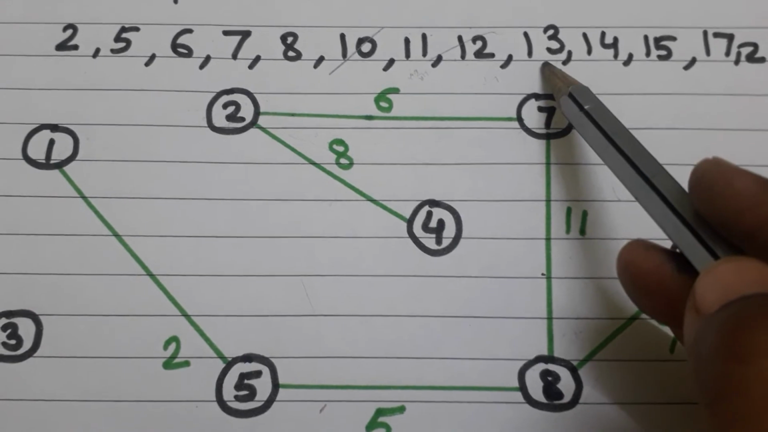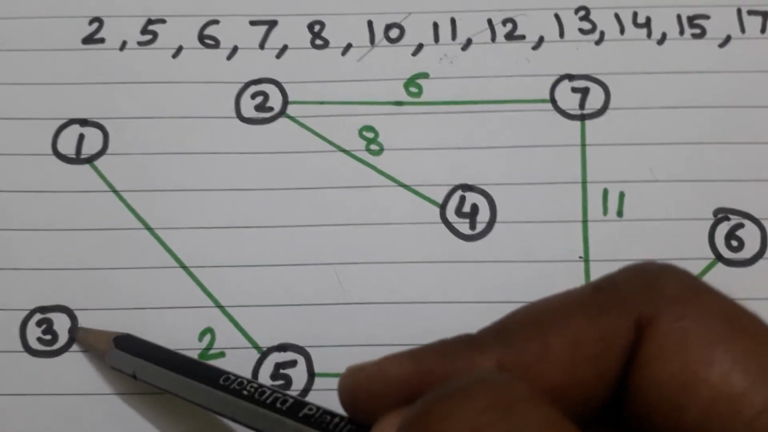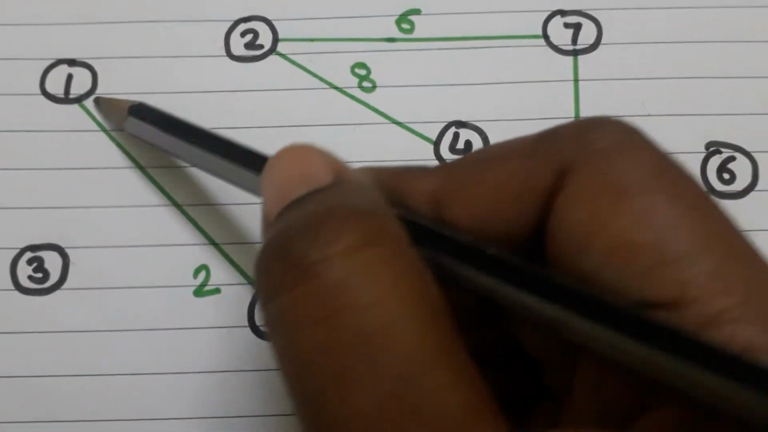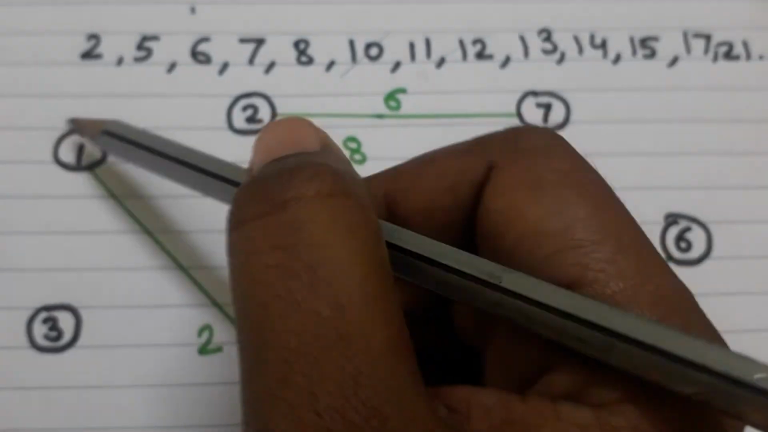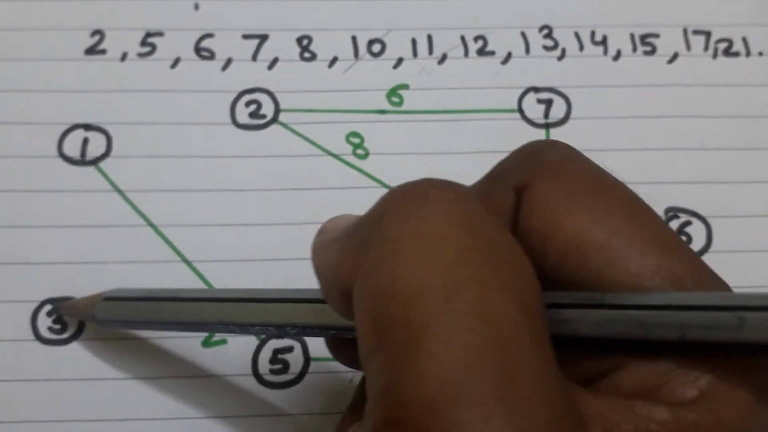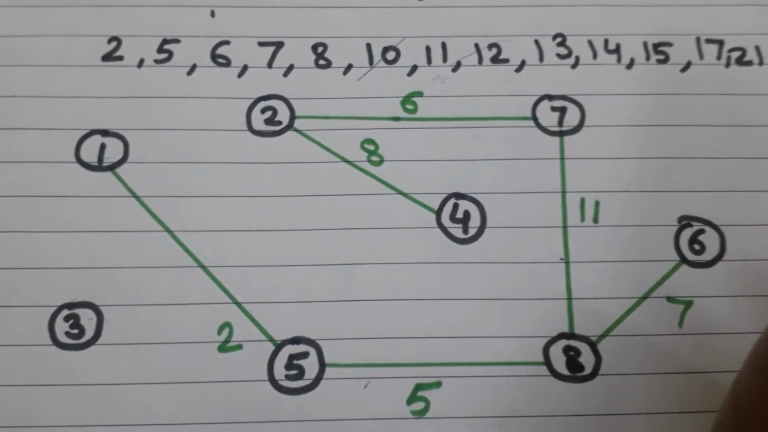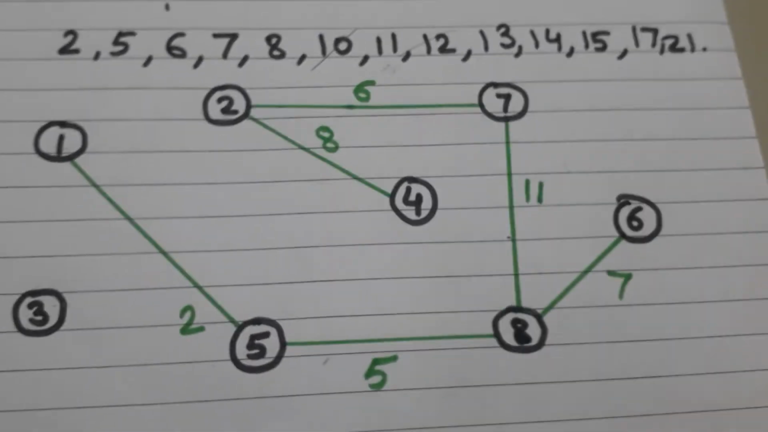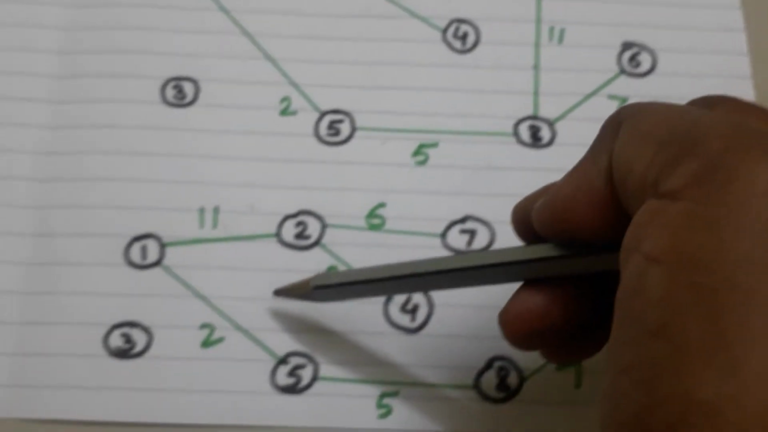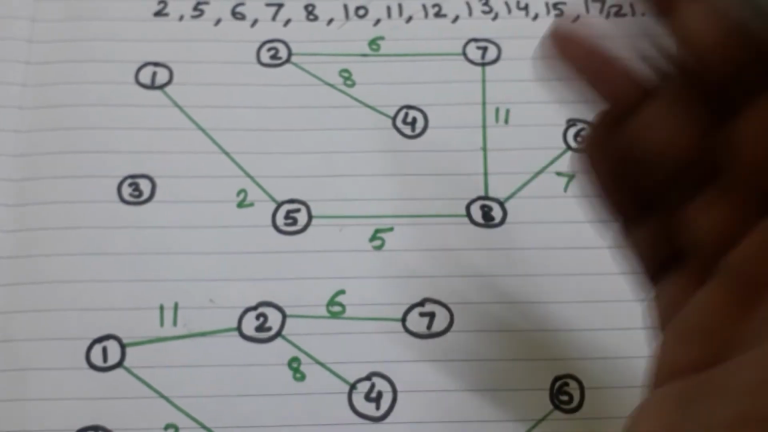After that, this age is 13. So this 13 is an age. It is from 1 to 3. So this is an age, 13 is an age from the vertex 1 to 3. So if we draw this, it will not create any loop. So therefore, we will add this age in both diagrams.